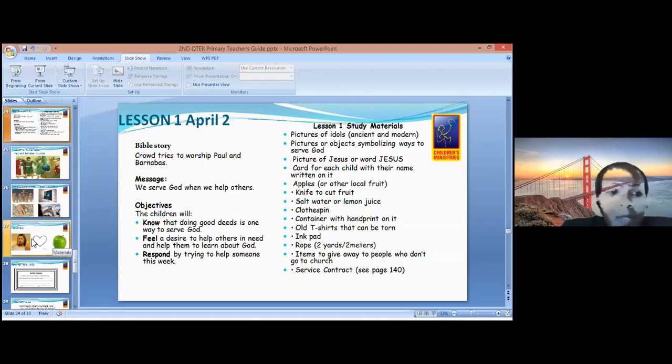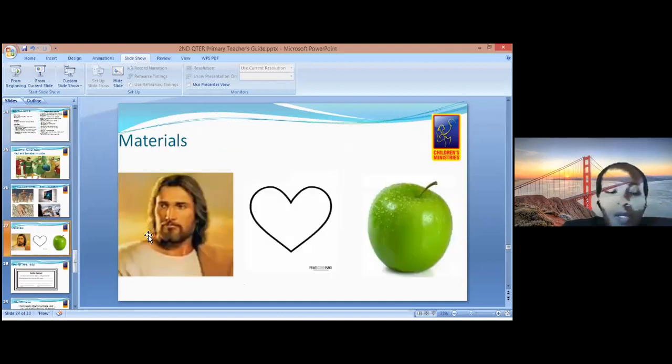Then when you look at the materials, I have a picture of Jesus here because it was one of the pictures that are in the materials. Then we also have a picture of a heart. This heart can be used. A teacher can be as creative as possible. This heart can be used to write the memory verse.